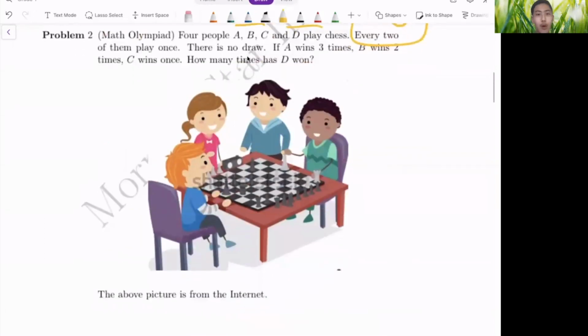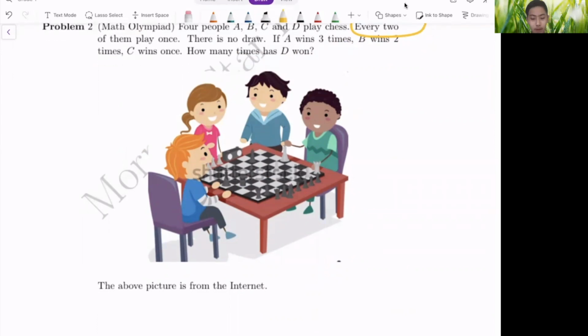Problem 2. 4 people, A, B, C, and D, play chess. Every 2 of them play once. There's no draw. If A wins 3 times, B wins 2 times, C wins once, how many times has D won? So for this problem, let's draw a diagram. So you have 4 people, A, B, C, and D around a table. And we know that A has won 3 times. So A has won B, A has won C, and A has won D.